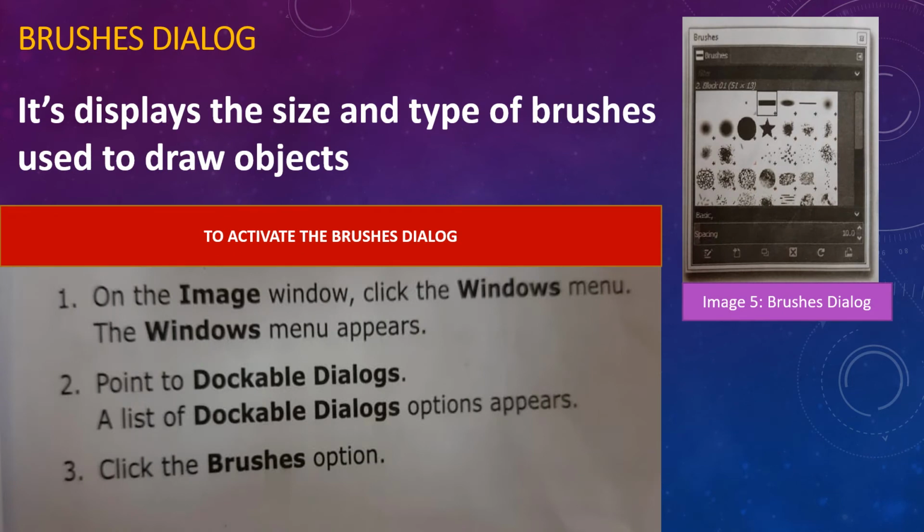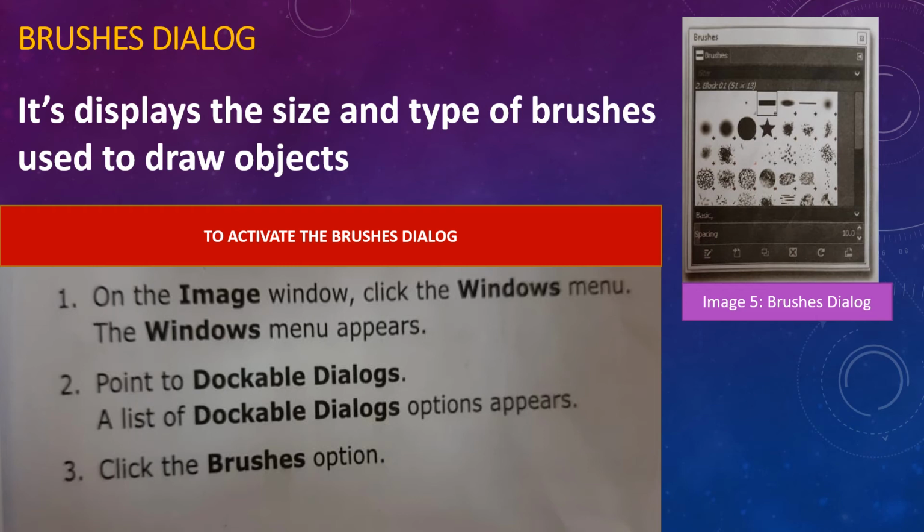So now the brushes dialog. The brushes dialog displays the size and type of brushes used to draw objects, as shown on the image, as you can see on the display. We can activate the brushes dialog by again the same process.